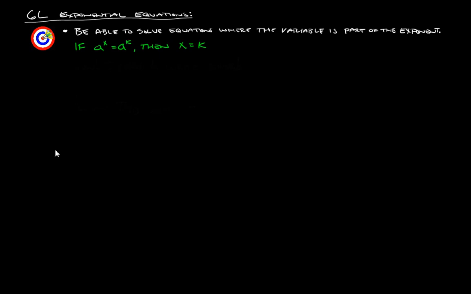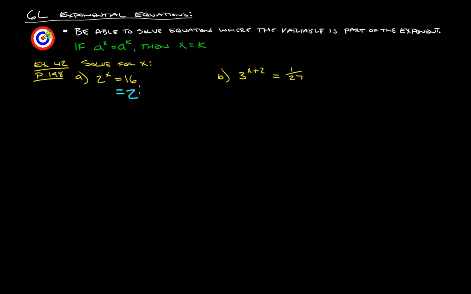All right, so let's take a look at an example. Example 42 from page 198. I'm going to show you two different ways to do this, one by hand and one by using logarithms and your calculator. Okay, so solve for x. We've got 2 to the x equals 16. Now again, if we can get these two numbers to be the same, then we're in business. And of course, this happens to work out, since 16 is the same thing as 2 to the 4th. So if we have 2 to the x equals 2 to the 4th, the bases are the same, which means the exponents also have to be the same. So then x has to equal 4.